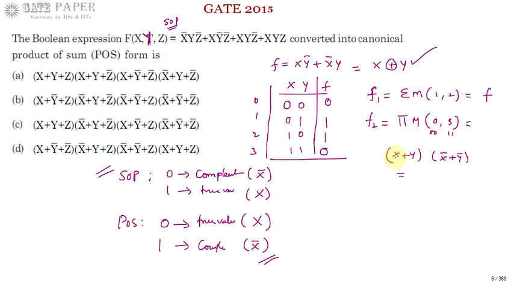If you multiply, x into x bar is 0, because if x is equal to 1, x bar will be 0, and 0 into something is 0. So true value into complement always results in 0. So you can write it as x into x bar plus x y bar plus y into x bar plus y into y bar. y y bar is 0, x x bar is 0. You are going to get x y bar plus y x bar, or x bar y. This is the same expression, which is nothing but f. So you get the original expression.